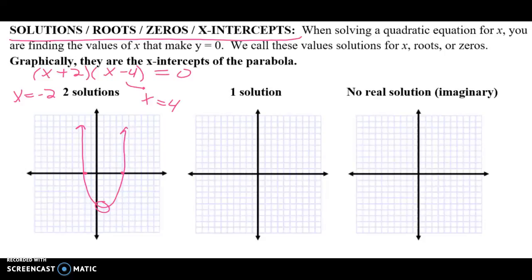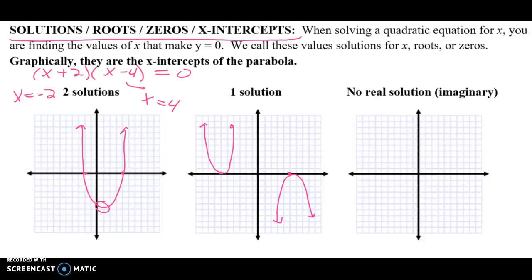How would I have to draw the parabola so that there's only one solution? The vertex is on the x-intercept. Awesome, good vocab. The vertex is on the x-axis. Does it matter if it opens up or down? No, either one would work.